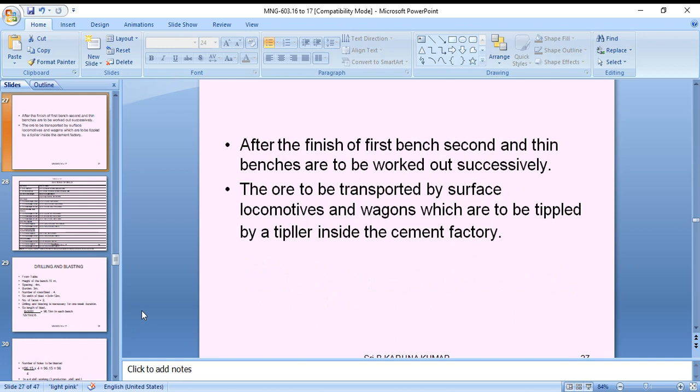After finishing the first bench, the second and third benches are to be worked successively. The ore is to be transported by surface locomotives and wagons, which are to be tripped by a tippler, as far as the cement factory is concerned.